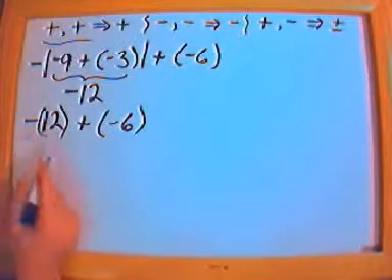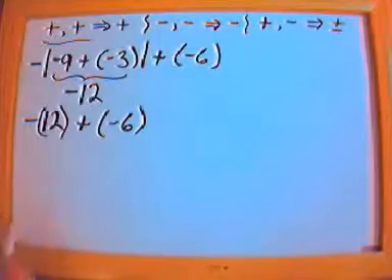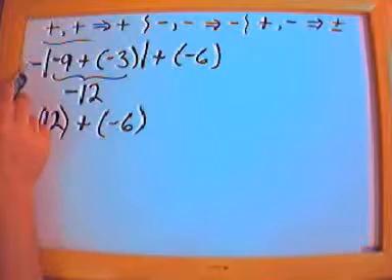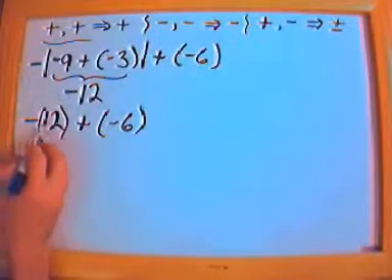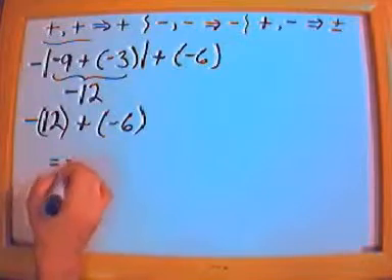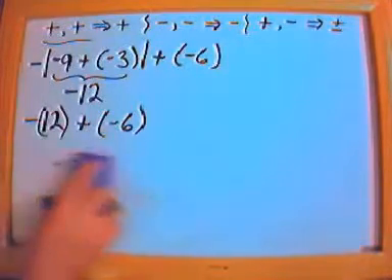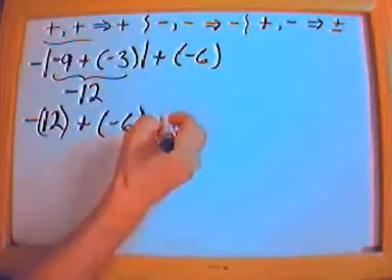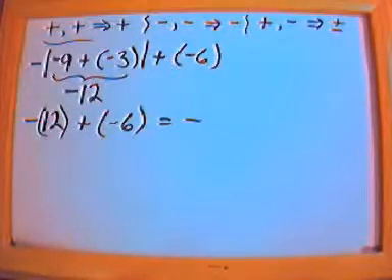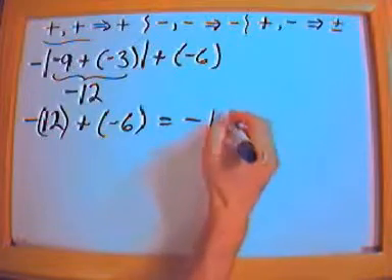Now this negative out here just makes this a negative 12. So it's funny, I started out with a negative 12, but I made it a positive 12, but then I made it a negative 12 again. Negative 12 plus negative 6, answer is going to be negative. Let me do it over here actually. Answer will be negative because I'm adding two negative numbers. 12 plus 6 is 18, so the answer will be negative 18.